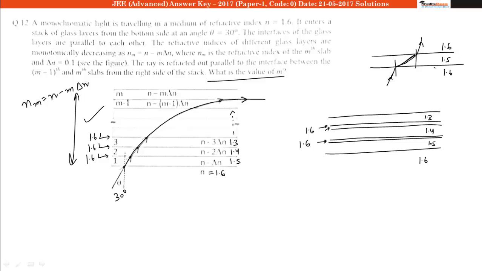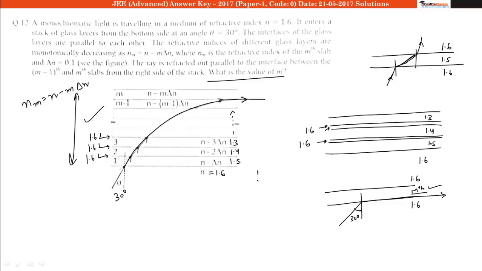So, what we can see is that for the mth slab, let us say this is our mth slab and we have a buffer of 1.6 here and a buffer of 1.6 here. In this case, when the light comes, it will still have the same angle which is given to us as 30 degrees. And if this 30 degrees is equal to the critical angle for the mth slab, the ray will be parallel to this and will emerge out. From here we can put the values.